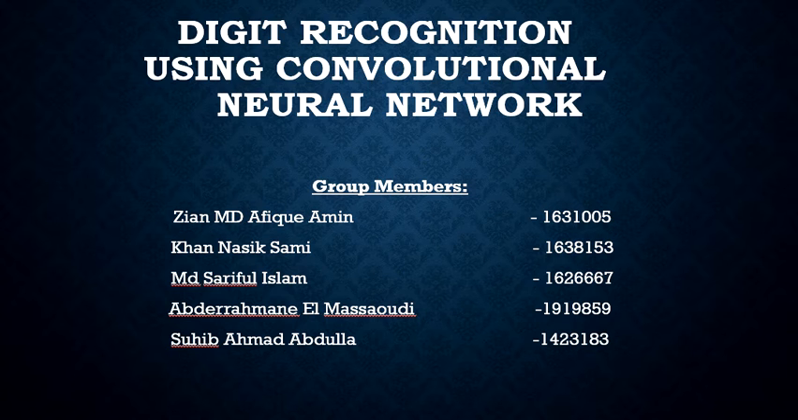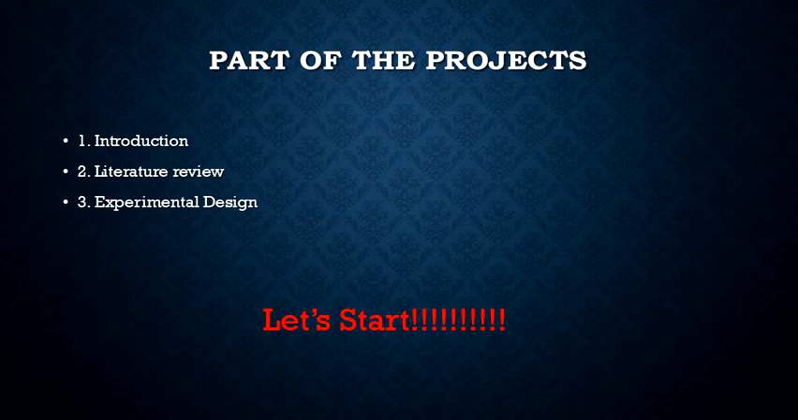Using convolutional neural network. I'm going to present the partial presentation and what we have done so far in this project. This is our group member list, and we are 5 in number. We have divided the whole project into three parts. First is introduction, literature review, and experimental design. In the introduction part, we will discuss the problem background, objective, and expected output.